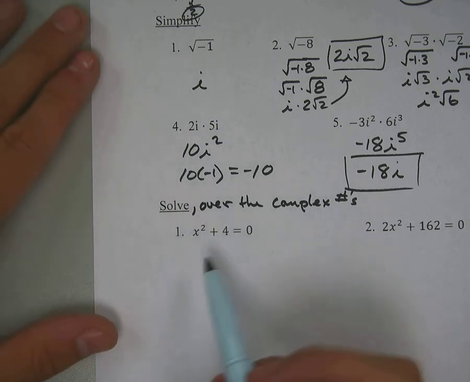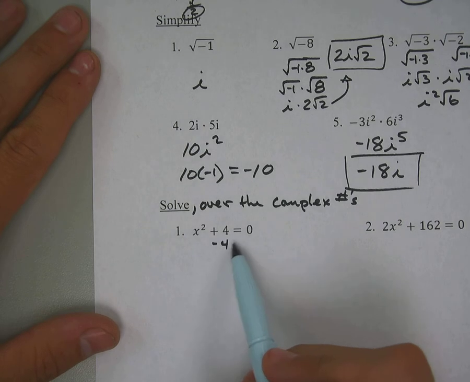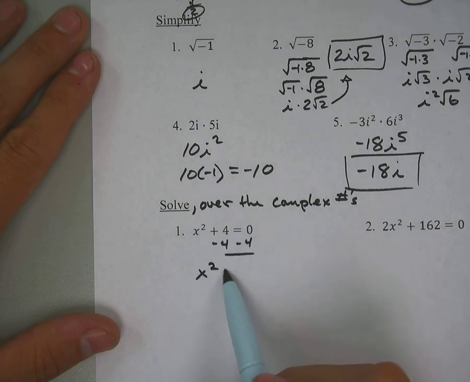So how do I solve? Let's talk about this. Well, I obviously would subtract 4, and I get x squared equals negative 4.